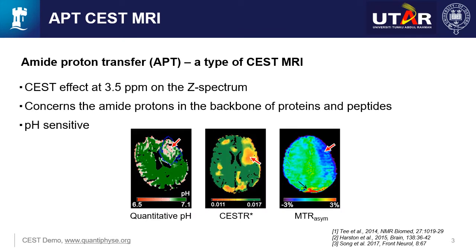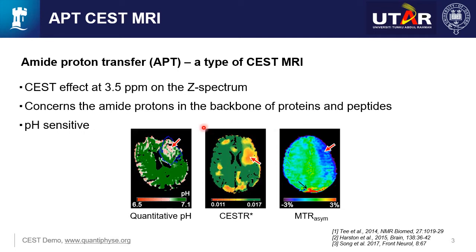So an example of CEST MRI is APT or amide proton transfer. And this is basically measuring the CEST effect at 3.5 ppm on the Z spectrum. And APT concerns the amide protons in the backbone of proteins and peptides in tissue. So one of the appeals of using APT MRI is that it is pH sensitive.